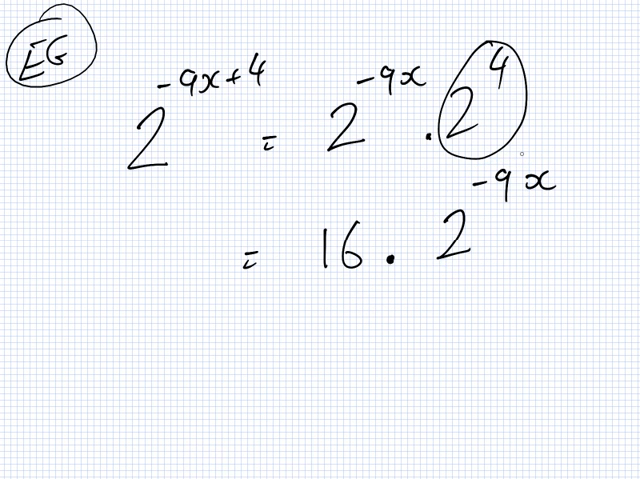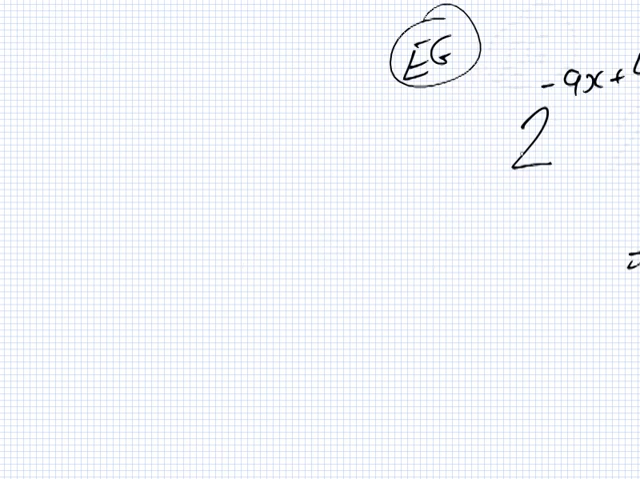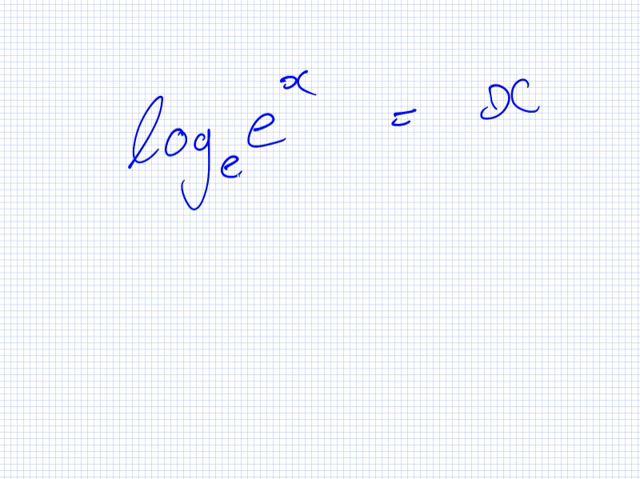So I'll just go to the side for one moment. Log base e of e^x. What does that equal? It's x, because e to the power of x makes e power x. So in other words, log e^x equals x. You can cancel the log and the e to just be left with x.